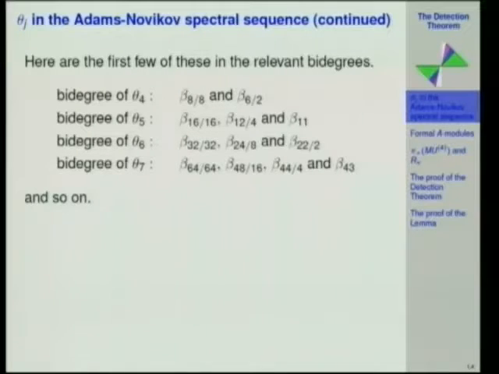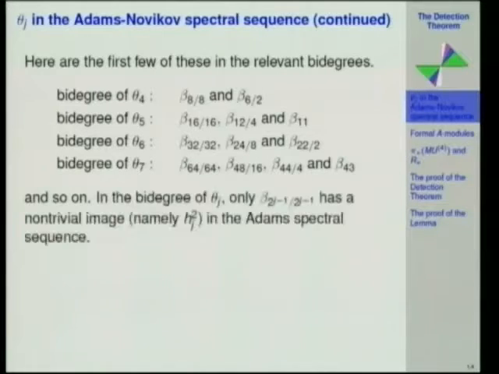So to prove the detection theorem, we need to show that the first element in each of these lists has a non-trivial image, and we also need to show that if you add any linear combination of the other elements to the first element in the list, you're still going to get a non-trivial image. So that's going to require some tricky calculation.